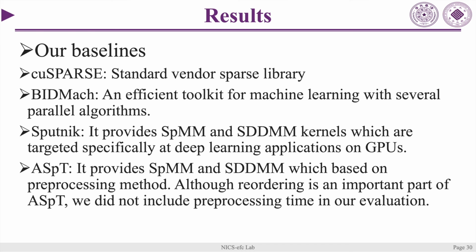We choose 4 typical SDDMM implementations as our baseline. cuSparse is a standard vendor sparse library provided by NVIDIA Corporation. BIDMach is an efficient toolkit for machine learning with several parallel algorithms. Sputnik provides SpMM and SDDMM kernels which are targeted at deep learning applications on GPUs. ASpT provides SpMM and SDDMM which are based on a pre-processing method. Although reordering is an important part of ASpT, we did not include pre-processing time in our evaluation.